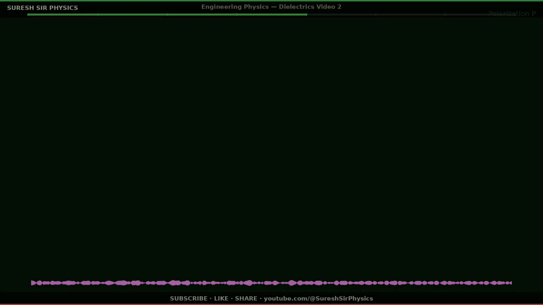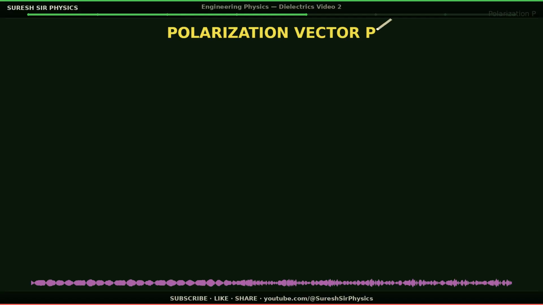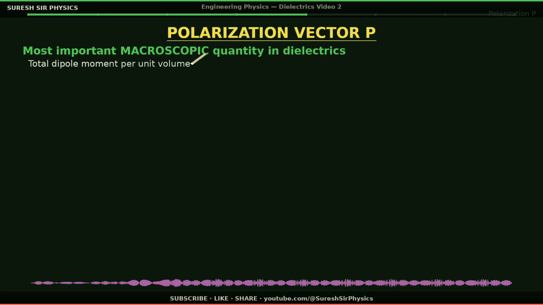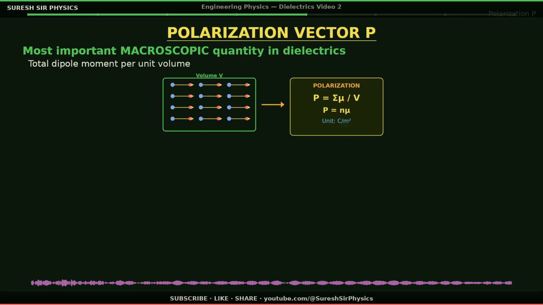Next we learn about what is polarization. Definition of polarization. Polarization P is the most important macroscopic quantity in dielectrics. It is defined as the total dipole moment per unit volume of the dielectric material. Polarization P equals total dipole moment over volume equals sum of mu over V. If there are n atoms or molecules per unit volume and each has dipole moment mu, then P equals n mu, in coulomb per square meter.